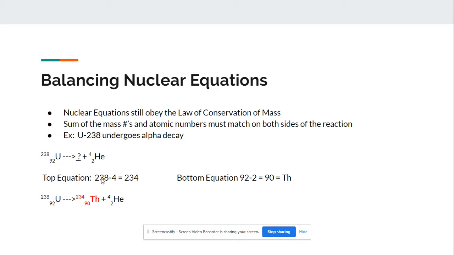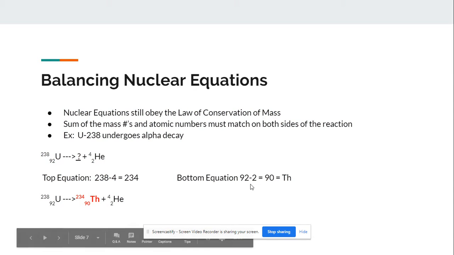So for the first equation, I'm just going to take what's on the left side of my equation, the total here, and I'm going to subtract the total here. So the top equation would be 238 minus 4, which says that this new nuclide has a mass number of 234. I'm going to do the same thing for the bottom equation. I'm going to take the atomic number total on the left and subtract the atomic number total on the right. So 92 minus 2 is going to give me 90.